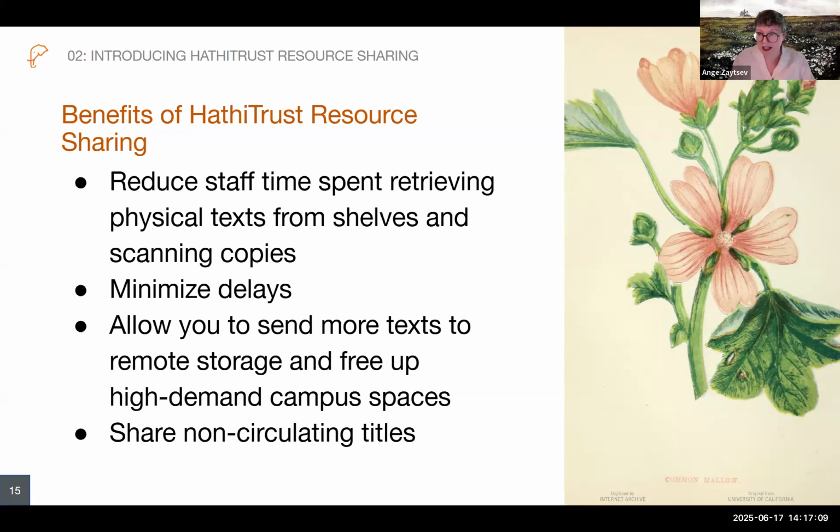So this could be the special collections materials or the rare books that you are trying to preserve for the long-term, or these could be texts that you have committed to retain in the HathiTrust Shared Print program. So you'll be able to share the digital versions of these texts without having to worry about damaging your precious print copies.